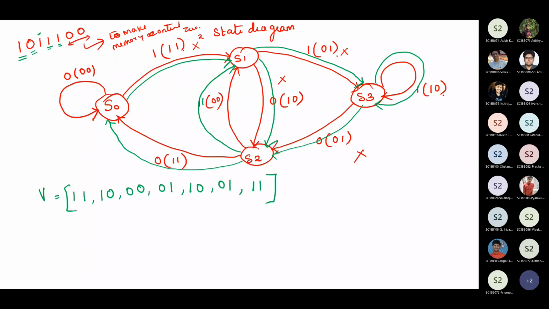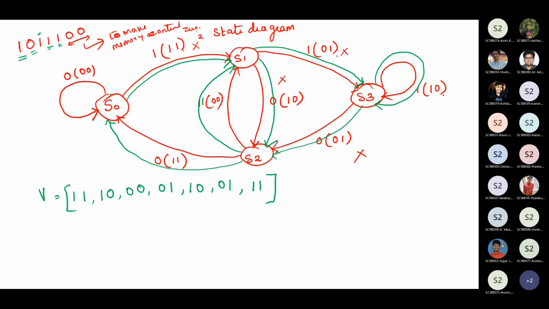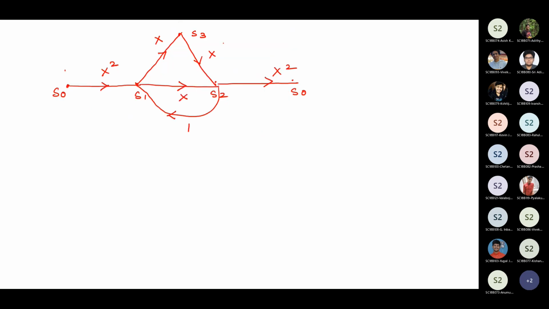S2 to S1 is 0, X power 0, that is 1. Here S2 to S3, it is 1. Last one is S3. S3 to S3 itself, it is X. So this is the modified state diagram.